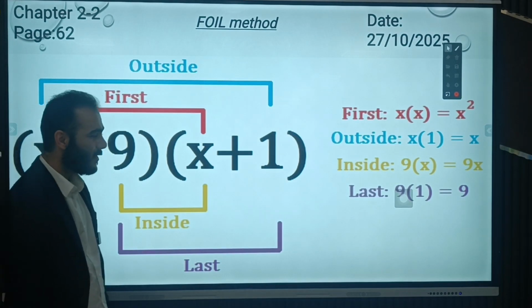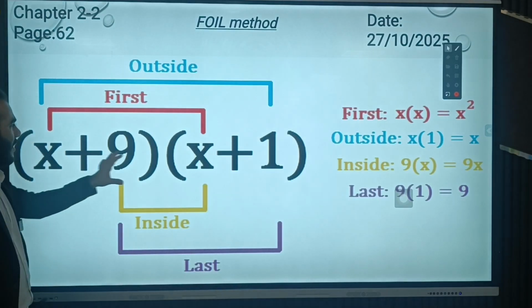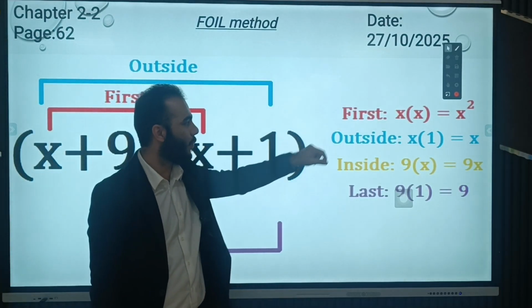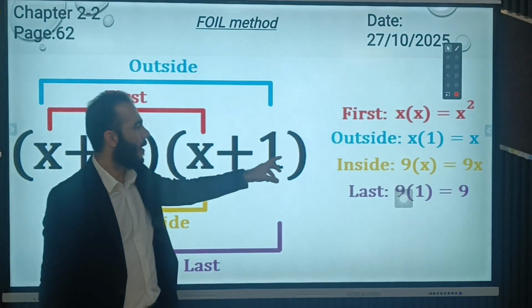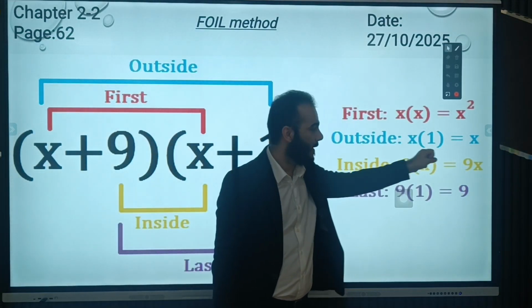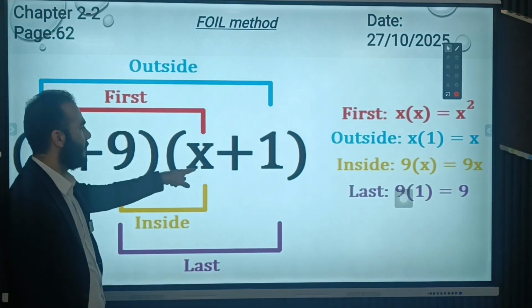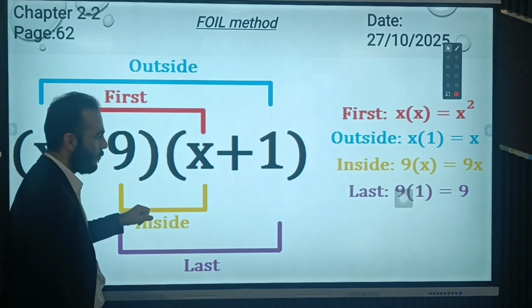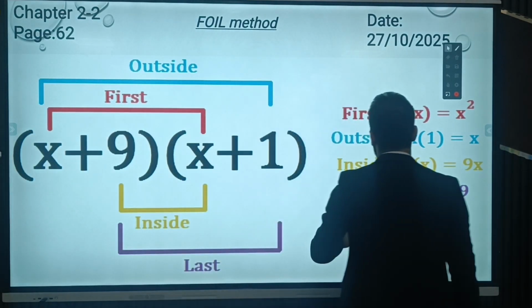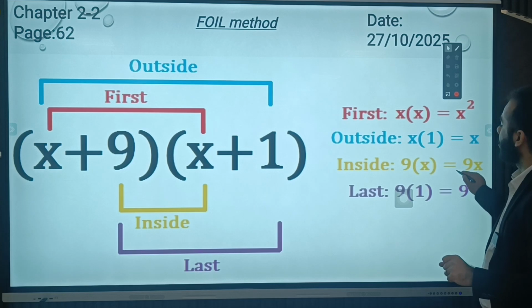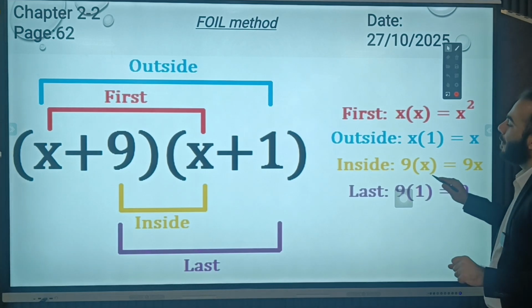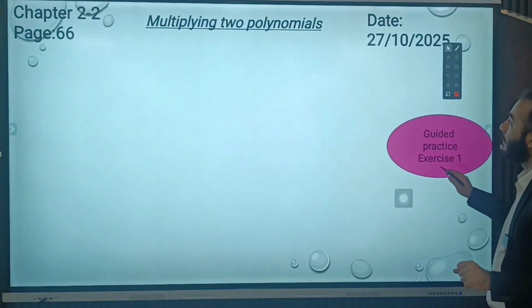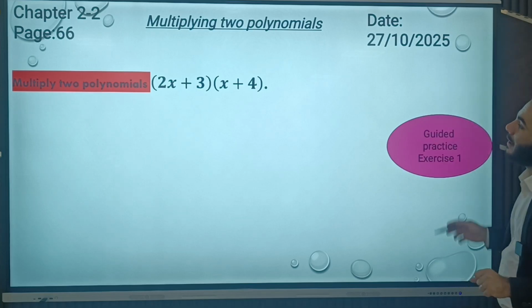Perfect. So if you do it here, x times x is going to become x squared. X times 1 is equal to x. It's written over there. 9 times x, 9x. And finally, 9 times 1, 9. Perfect. That is what the FOIL method is telling us. So here we can use the FOIL method for this type of question.